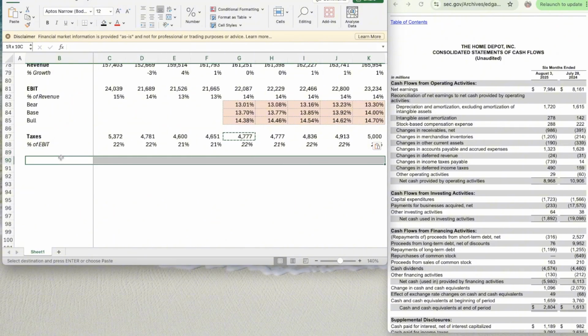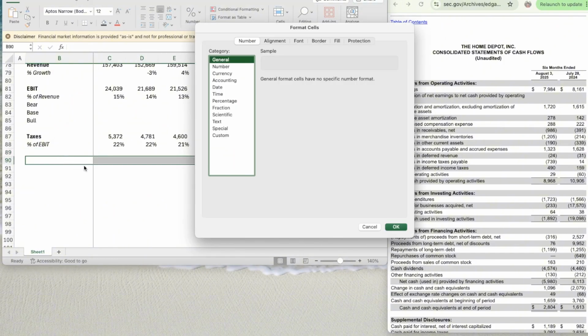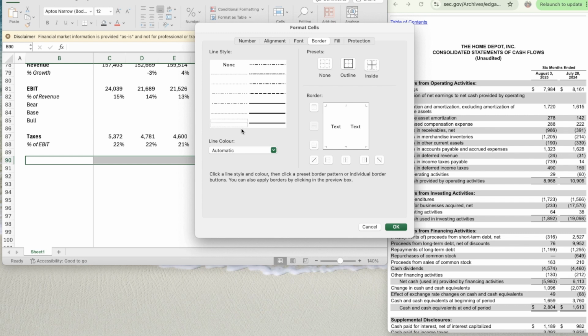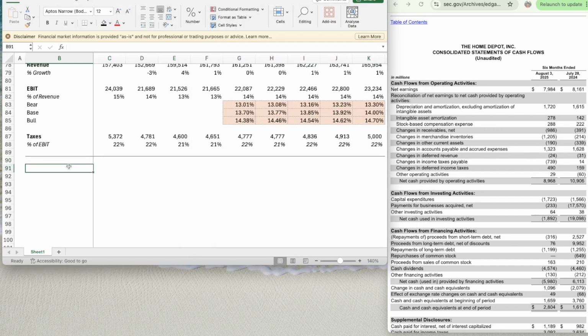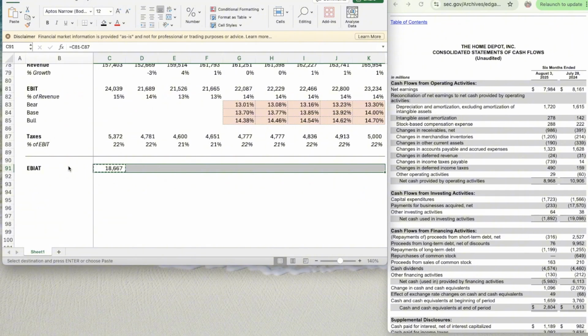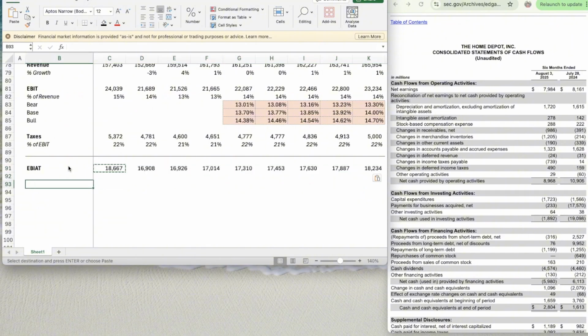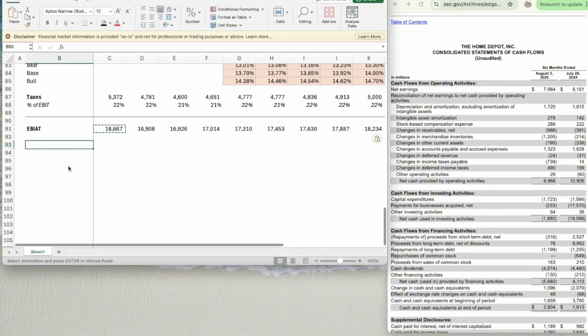And this next line is now the EBIAT, so the earnings before interest, but after tax. So EBIAT, and you go EBIT, and subtract the tax. You just copy that all the way along, and there we have it. The first part is sort of done.